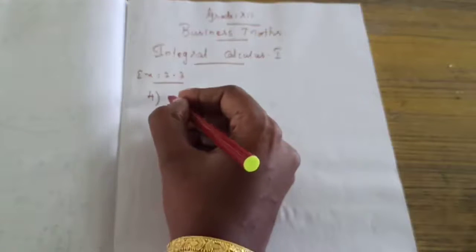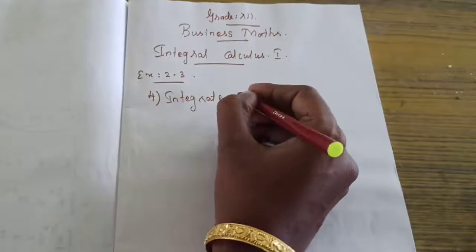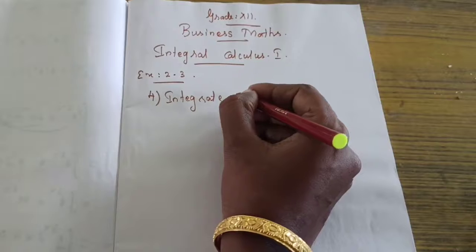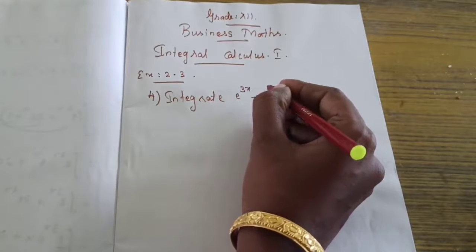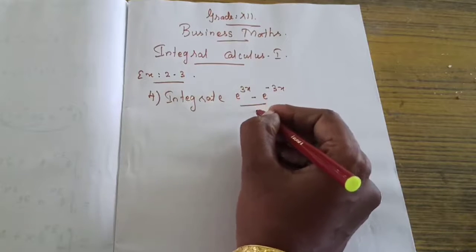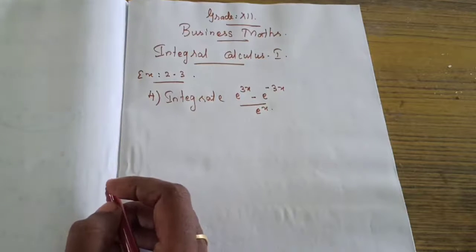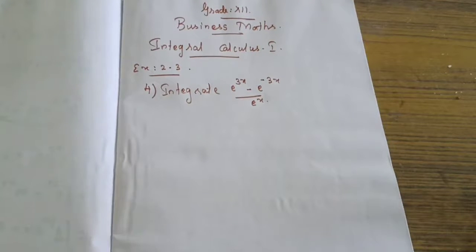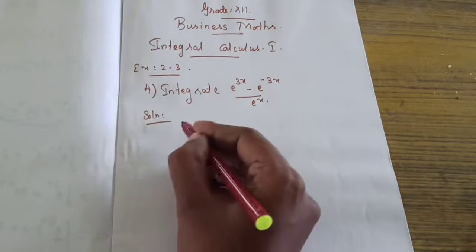The question is: integrate e power 3x minus e power minus 3x divided by e power x. So this is the question. How will we integrate? Solution. I am writing the question.